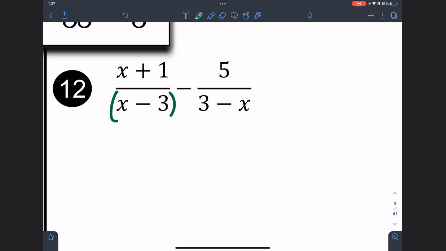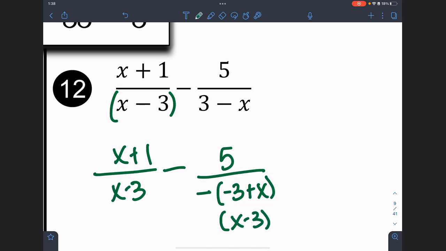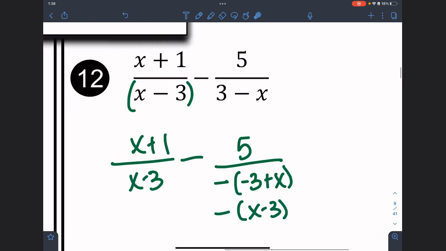I can factor out a negative, okay? So again, I'm going to keep that minus here. I can factor out a negative. And so I'm left with negative 3 plus x. But we know, using our commutative property, that is really just the same thing as x minus 3. So these are equivalent.